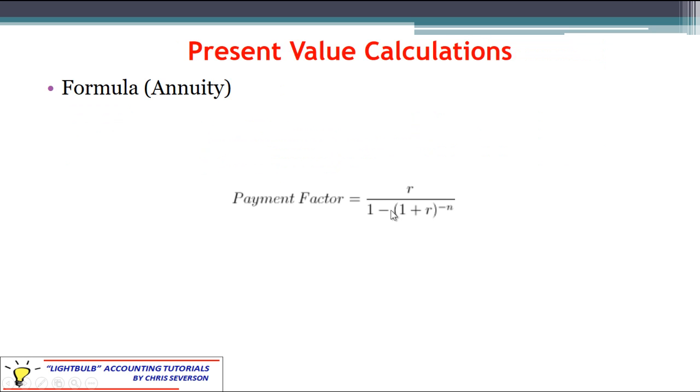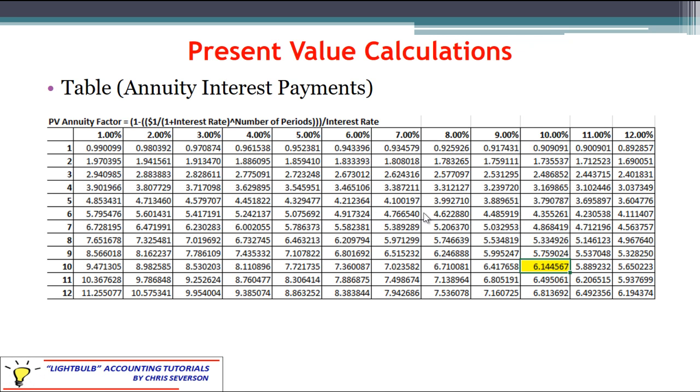The annuity formula is manipulated from the other version. You would take the R, in other words, your interest rate, divided by 1 minus 1 plus that interest rate to the negative nth power. So again, you can certainly work that out mathematically if you prefer, but the table is the best way to go. It's the nice shortcut they're usually provided for you.